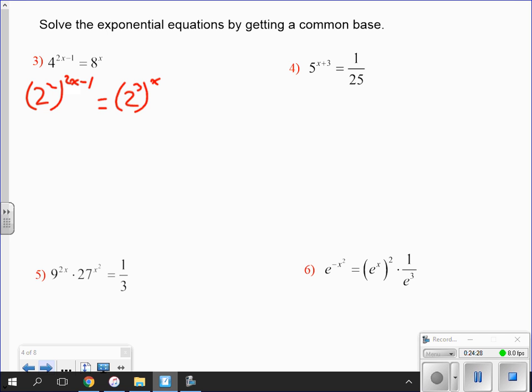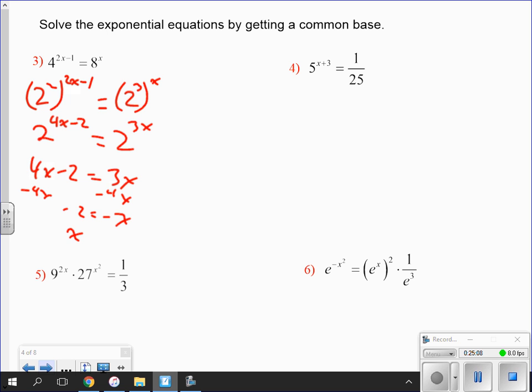Now, when I raise power to power, what do I do to the exponents? I multiply them. So I have 2 times 2x minus 1, which means I have 2 to the 4x minus 2 power equals, and here I multiply them, I get 2 to the 3x power. If my bases are equal, that means my exponents need to be equal. That means 4x minus 2 equals 3x. Subtract 4x. Negative 2 equals negative x, so x equals positive 2.